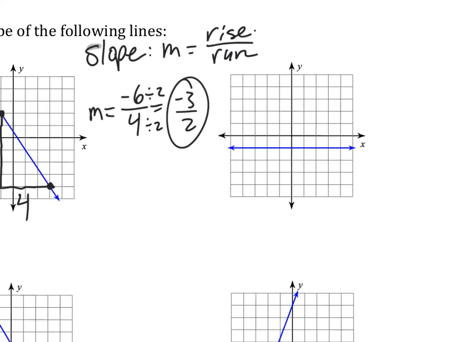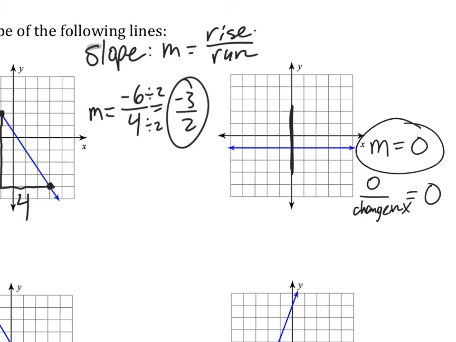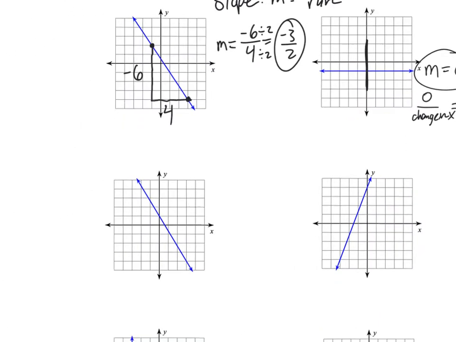Let's look at this next one here. We have a horizontal line, so we know automatically that our slope is going to be 0, because we're thinking like our y value, we're not rising at all, so we're going to end up with 0 over our change in x. But we know that 0 divided by anything is always just going to be 0. So our slope for this one is going to be m equals 0.